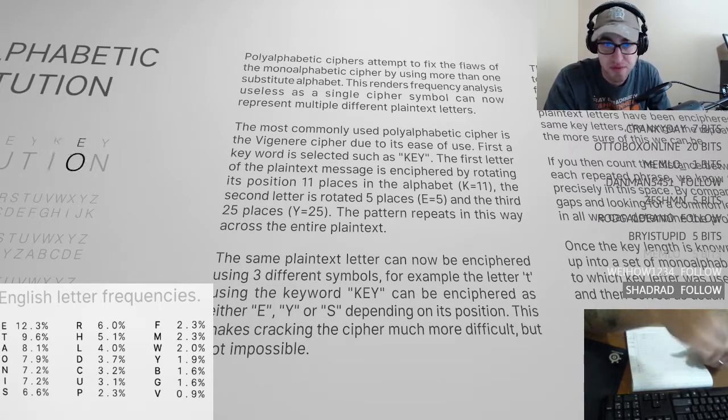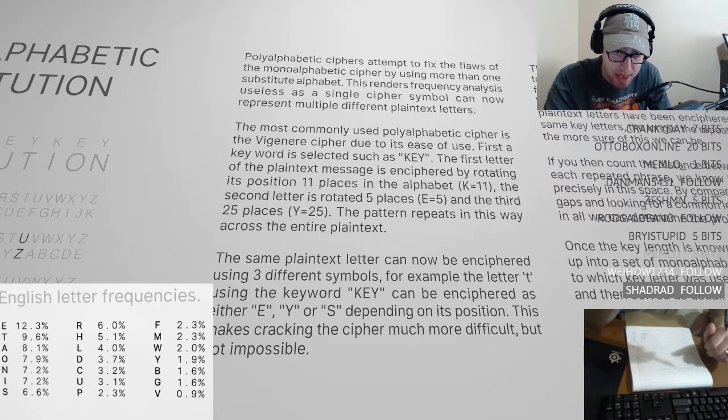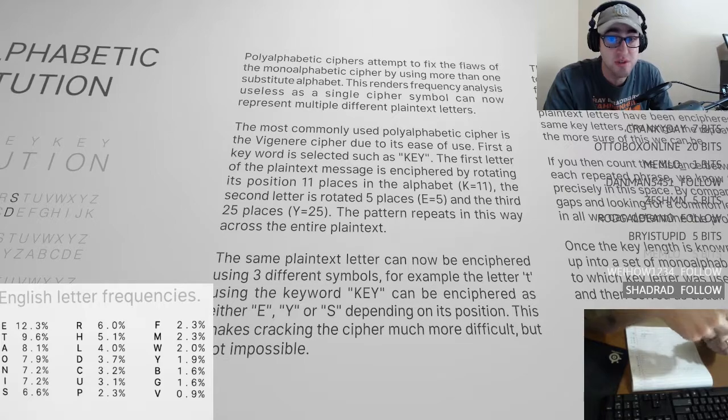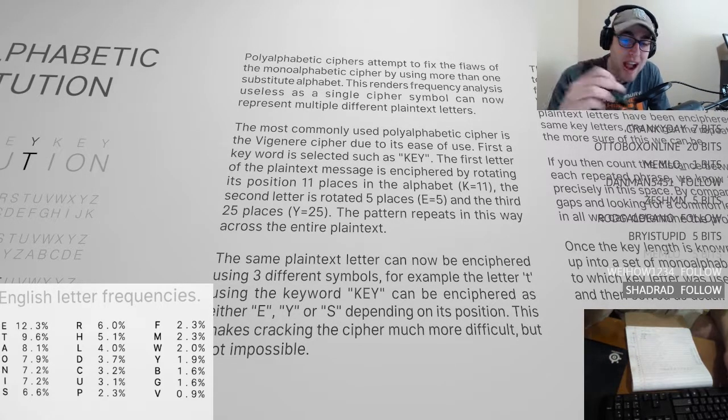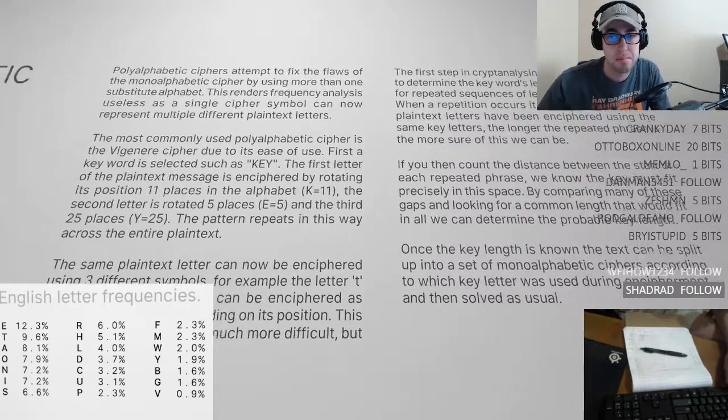Please don't go away. The first letter of the plain text message is enciphered by rotating its position 11 places in the alphabet. The second letter is rotated 5 places, and the third 25 places. I'm lost. This makes cracking the cipher much more difficult, but not impossible.